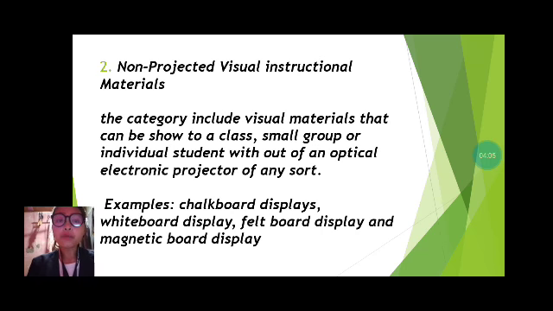Number 2. Non-projected visual instructional materials. This category includes visual materials that can be shown to a class, a small group, or an individual student without the aid of an optical or electronic projector of any sort. Examples: chalkboard displays, whiteboard displays, felt board displays, and magnetic board displays.